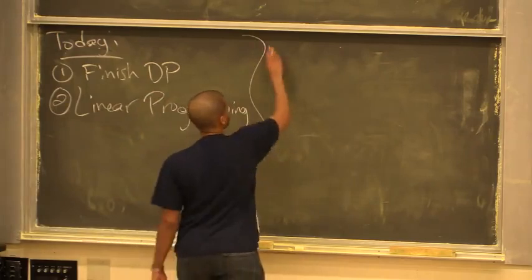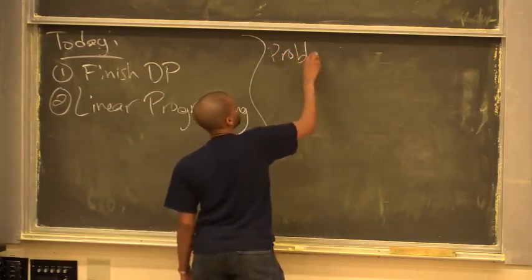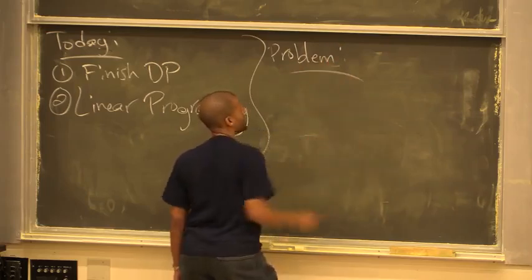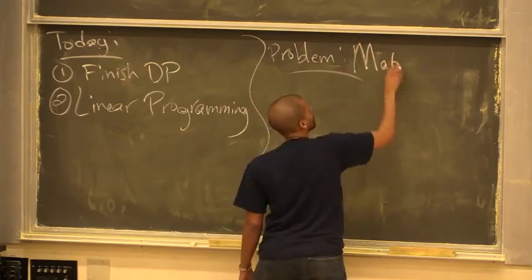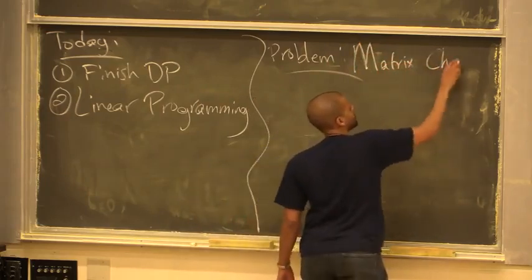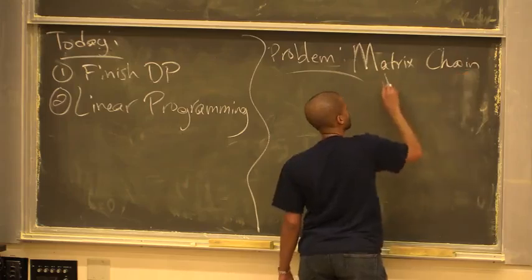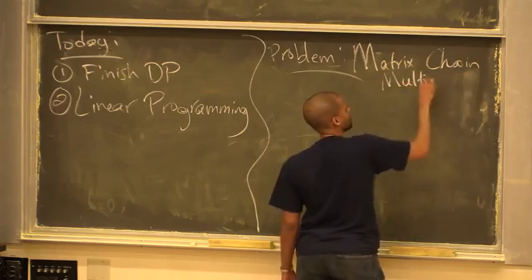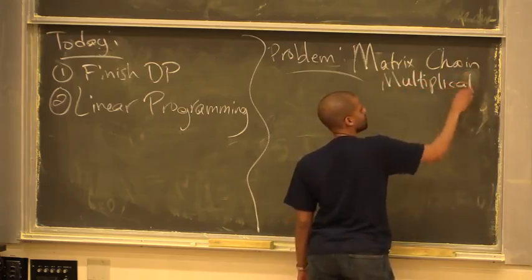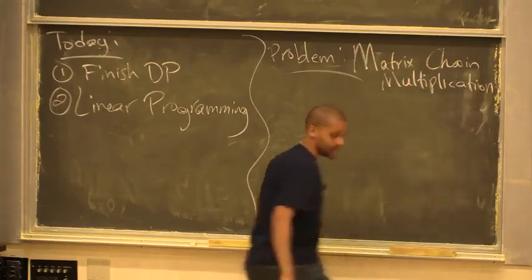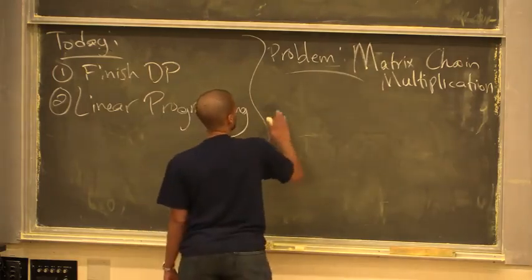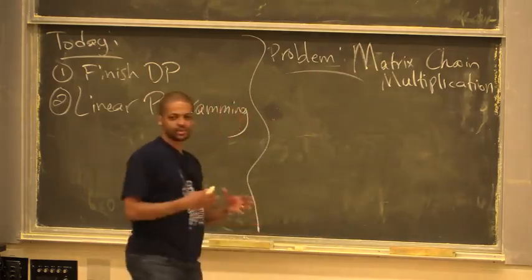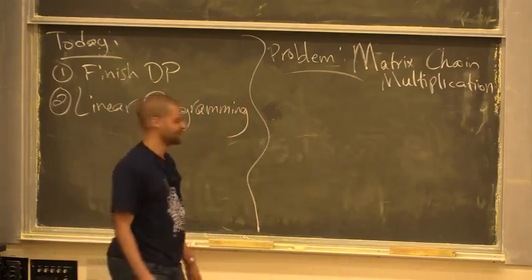Okay, so one of the two problems I want to show you today for dynamic programming is what's called matrix chain multiplication. And here's the problem. So suppose we have a sequence of matrices that we'd like to multiply together.